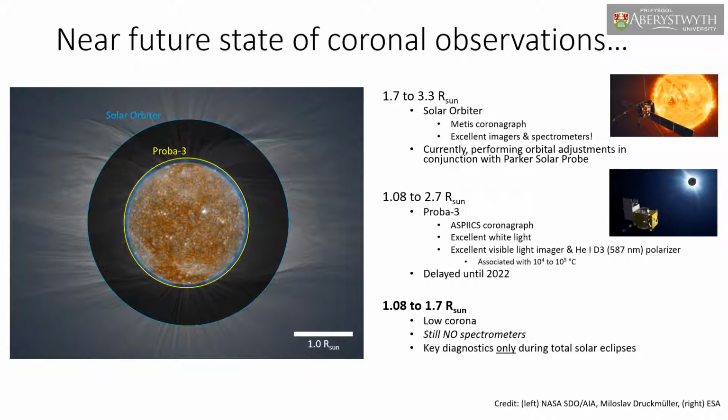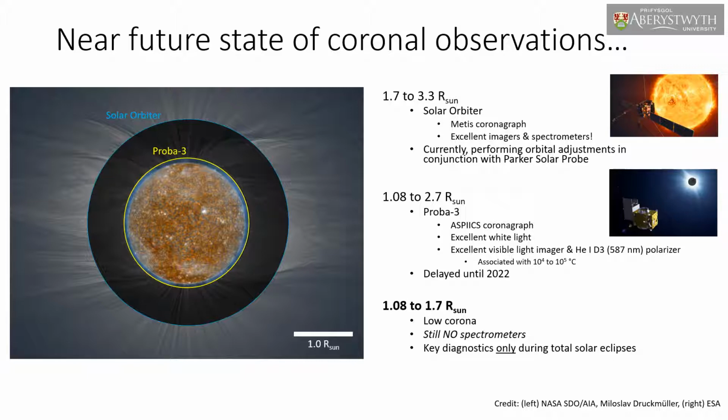Next, we have Proba 3, which will have its ASPIICS coronagraph in tandem orbit. It will be much more ambitious in regards to observing the corona. Its white light imager and helium tomb polarizer will make observations all the way down to 1.8 solar radii. So in some ways, we'll finally have continuous white light coverage when combined with other spacecraft, and at least one diagnostic from tens to hundreds of thousands of degrees.